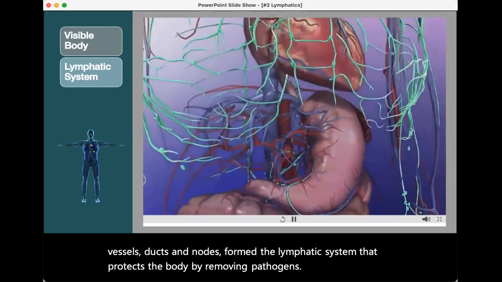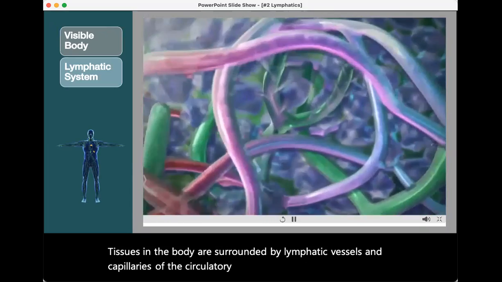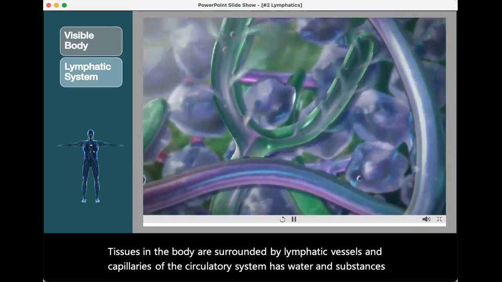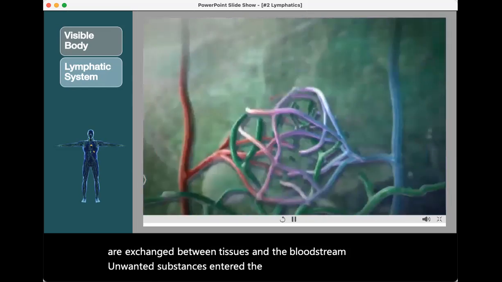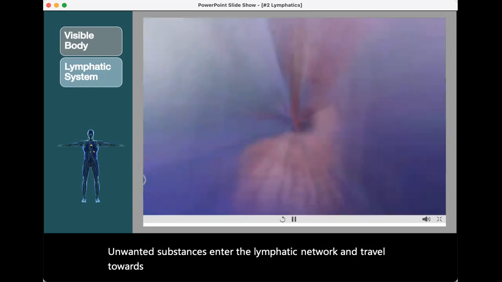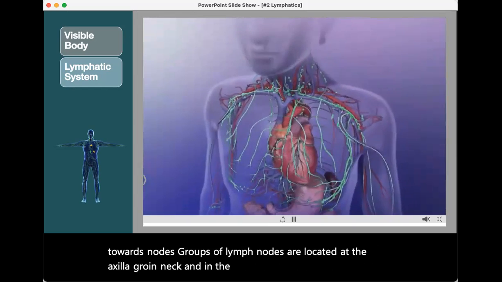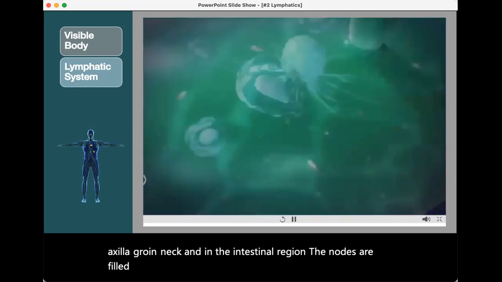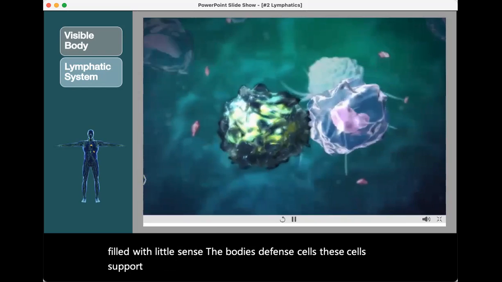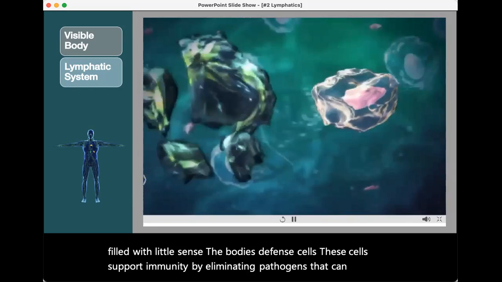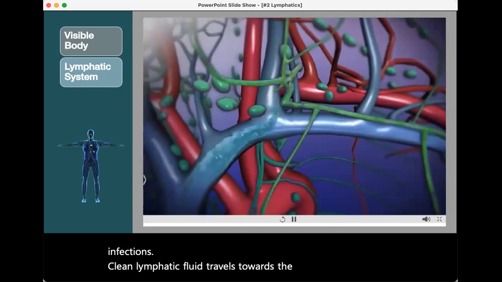Tissues in the body are surrounded by lymphatic vessels and capillaries of the circulatory system. As water and substances are exchanged between tissues and the bloodstream, unwanted substances enter the lymphatic network and travel towards nodes. Groups of lymph nodes are located at the axilla, groin, neck, and in the intestinal region. The nodes are filled with lymphocytes, the body's defense cells. These cells support immunity by eliminating pathogens that can cause infections. Clean lymphatic fluid travels towards the thoracic cavity and re-enters the bloodstream.